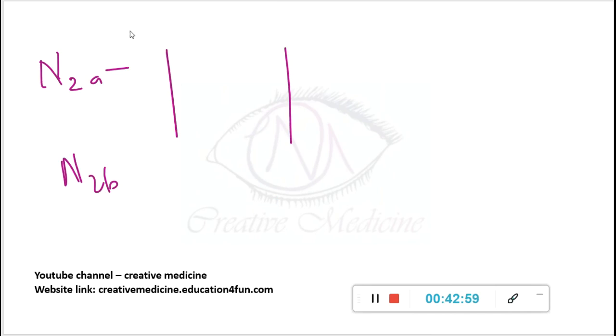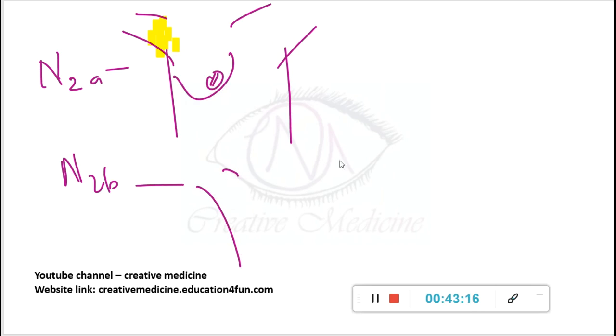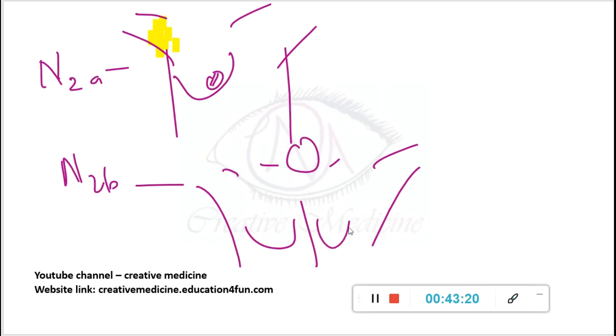N2A is metastasis to ipsilateral axillary lymph nodes that are fixed and matted. Then we have N2B. N2B is metastasis to ipsilateral internal mammary lymph nodes. So here, metastasis to ipsilateral internal mammary lymph nodes is seen; that is N2B.